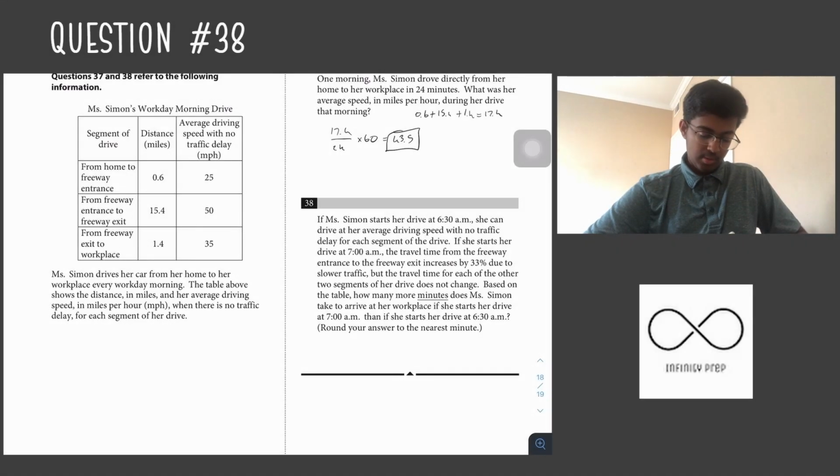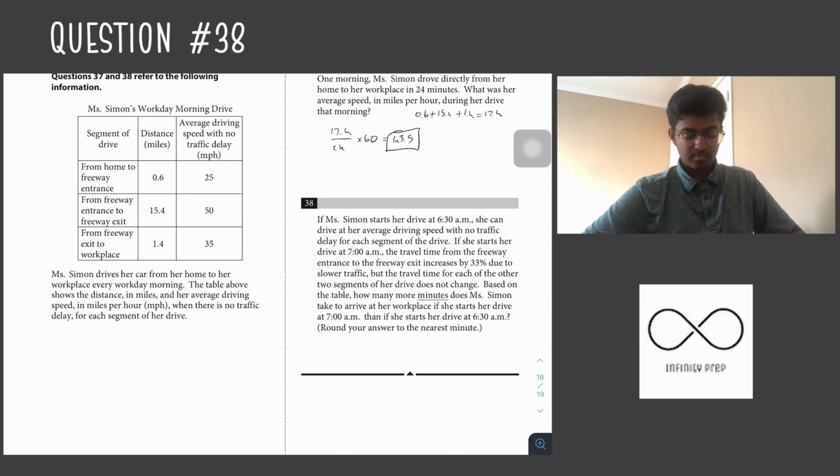Question number 38. If Miss Simon starts her drive at 6:30 a.m., she can drive at her average driving speed with no traffic delay for each segment of the drive. If she starts her drive at 7 a.m., the travel time from the freeway entrance to the freeway exit increases by 33% due to slower traffic, but the travel time for each of the other two segments of her drive does not change. Based on the table, how many more minutes does Miss Simon take to arrive at her workplace if she starts her drive at 7 a.m. than if she starts her drive at 6:30 a.m.? Round your answer to the nearest minute.